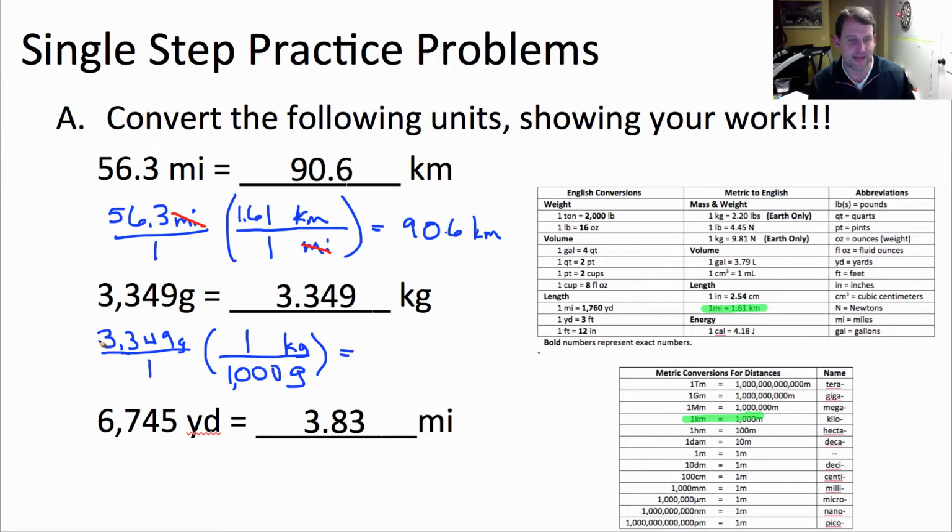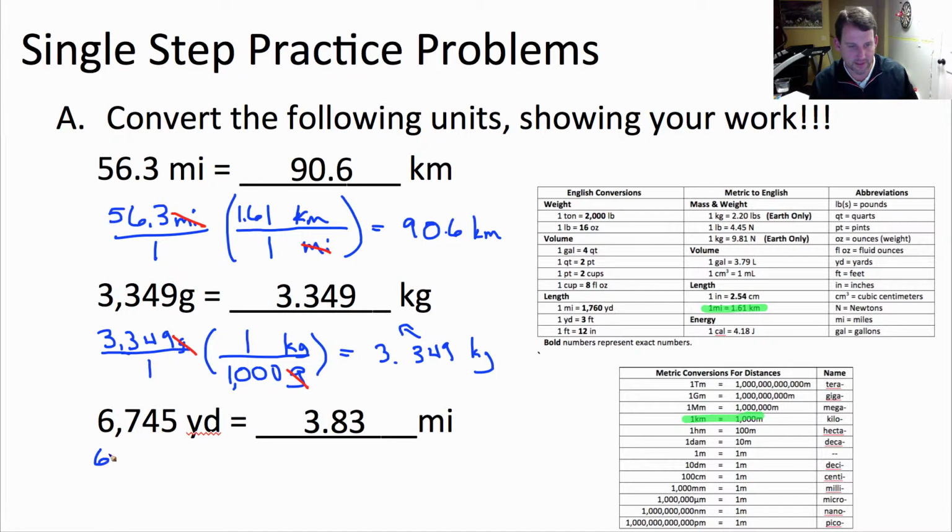As I do this math, I type this number in, 3,349 grams. And because the thousand's on bottom, I'm going to divide. And when I divide, I get 3.349 kilograms as my answer. And notice here again that the grams cancel out. Grams and grams, leaving just kilograms. All right, last one, let's do it.